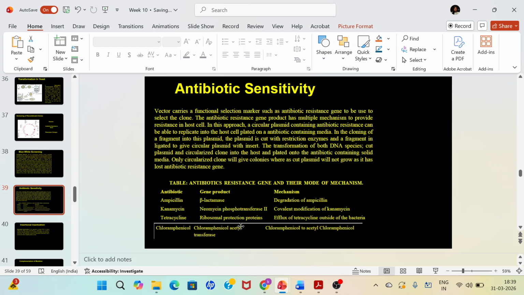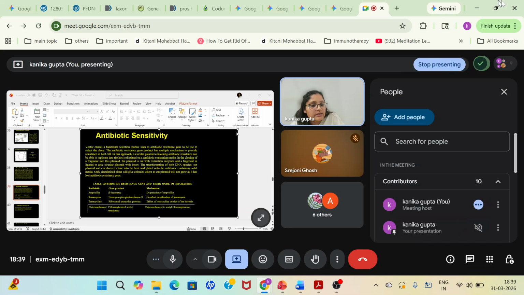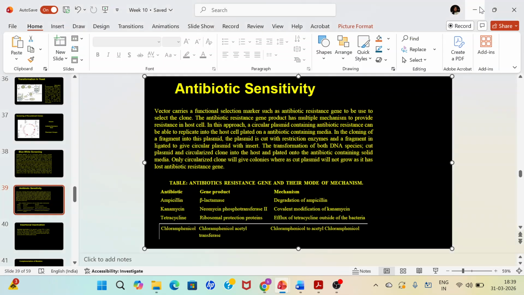This is for chloramphenicol. Yes, so basically, ampicillin will make a gene product, beta-lactamase, which will help in the degradation of the ampicillin, so that the resistance develops and the cell is able to grow. So that is how the cell is able to grow.